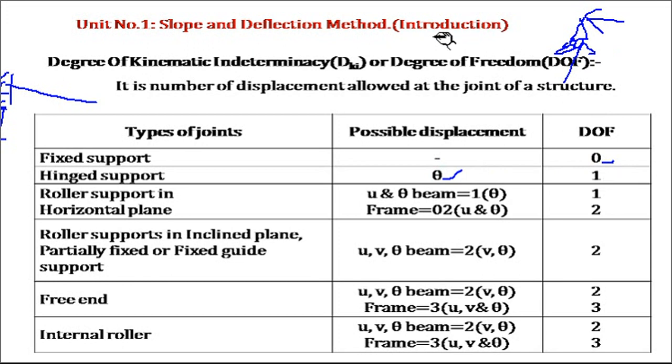The next one is the roller support. This roller support has only one reaction, that means it will not allow movement in y direction, but it will allow movement in x, as well as rotation. So here the degree of freedom is 2, but for the beam we are neglecting the axial displacement. So here only one degree of freedom is there, that is 1. So these are the degrees of freedom for the different types of supports.